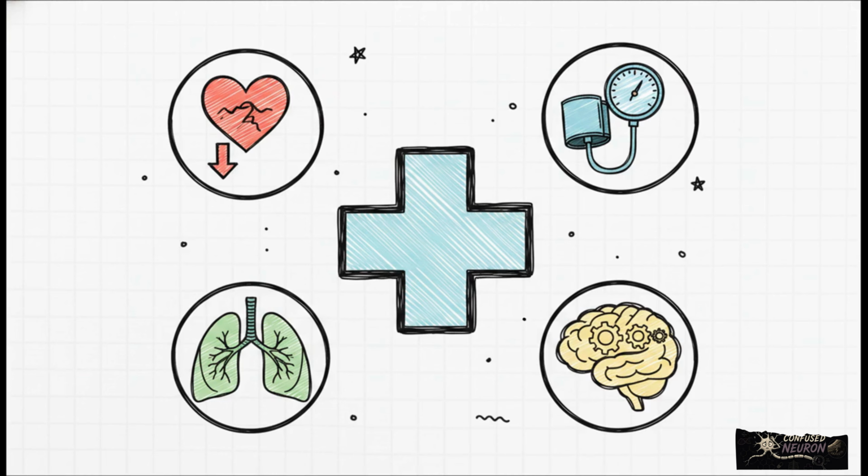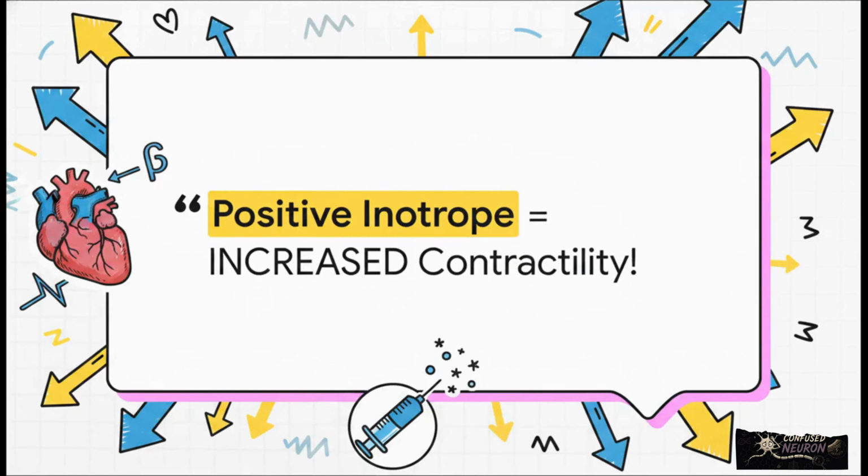We also use selective drugs like albuterol, which is a beta-2 agonist for asthma to open up those airways, and alpha-2 agonists like clonidine for ADHD. Here's another massive pro tip for you. Say it with me. Positive inotrope equals increased contractility. When we administer a drug like epinephrine, it hits that beta-1 receptor on the myocardium and it forces the heart to squeeze harder. That positive inotropic action increases the cardiac output, which is exactly what keeps the patient alive.